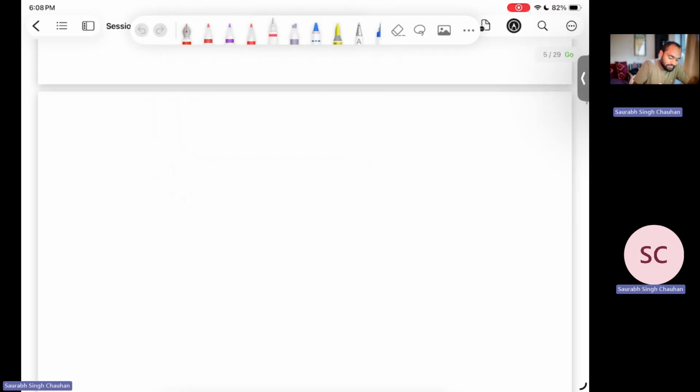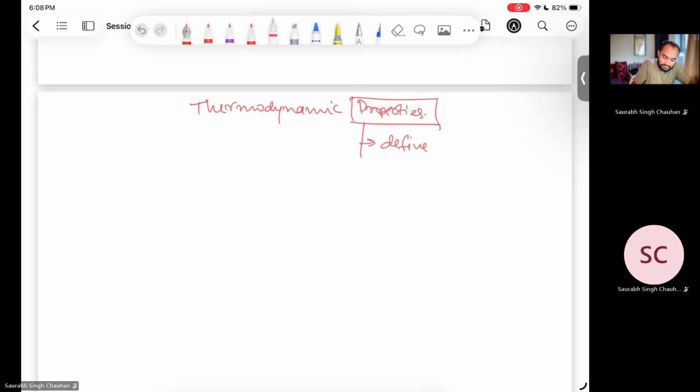So first of all, the name of topic is thermodynamic properties and relations. So this word property basically means the variables which define the state of the system. The properties are the variables which define the state of the system.